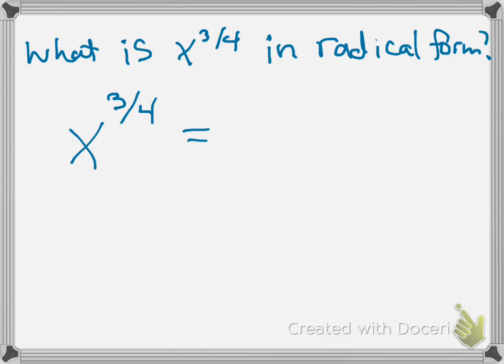So what you're going to do is take a look at the denominator of your fraction, and that is going to become the index of your radical. Because our denominator is a 4, this is going to be a 4th root. And then whatever your base is and whatever the numerator is, that's just what goes underneath the radical sign. So x to the 3/4 power is the same thing as the 4th root of x cubed. Now you can also go in the other direction, and that's what we'll do in just a second.